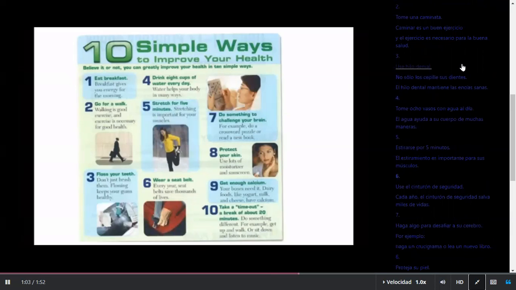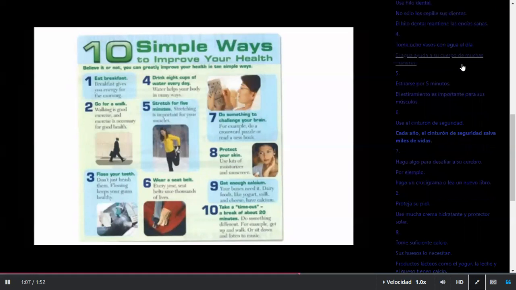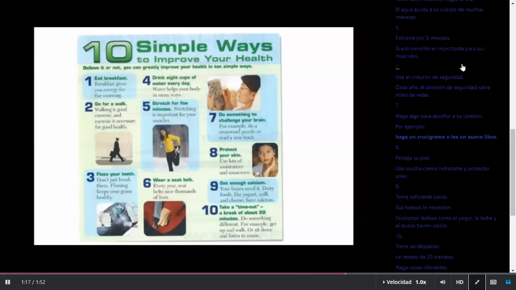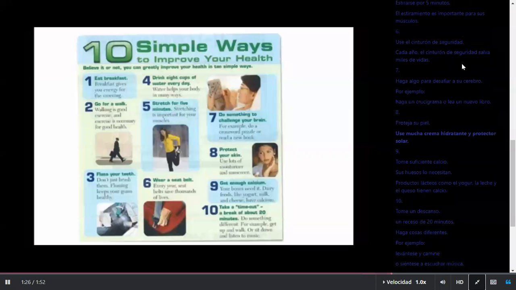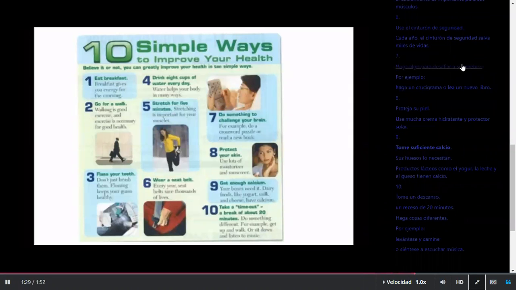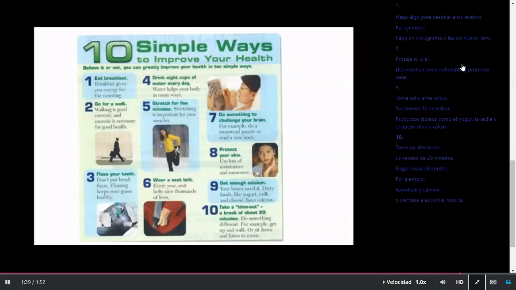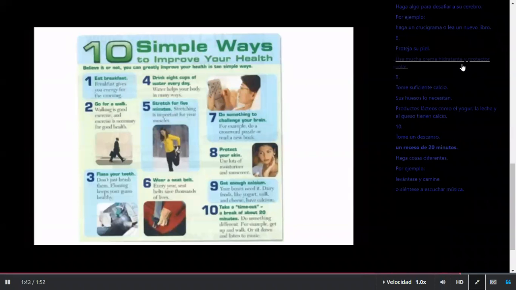6. Wear a seat belt. Every year, seat belts save thousands of lives. 7. Do something to challenge your brain. For example, do a crossword puzzle or read a new book. 8. Protect your skin. Use lots of moisturizer and sunscreen. 9. Get enough calcium. Your bones need it. Dairy foods, like yogurt, milk, and cheese, have calcium. 10. Take a time out, a break of about 20 minutes. Do something different. For example, get up and walk, or sit down and listen to music.